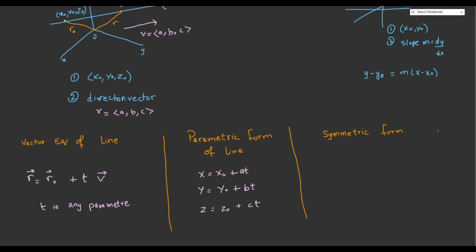And then number 3 is called the symmetric form. The symmetric form is given by x minus x0 divided by a equals y minus y0 divided by b equals z minus z0 divided by c. So in the question, he will ask you to find the vector equation of the line, or find the equation of the line in the parametric form, or find the equation of the line in the symmetric form. Any one of them he can ask you in the question. So let's do a question.